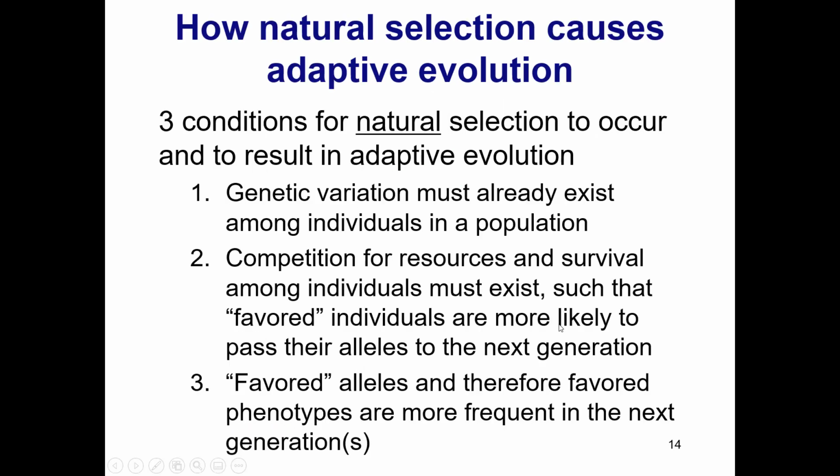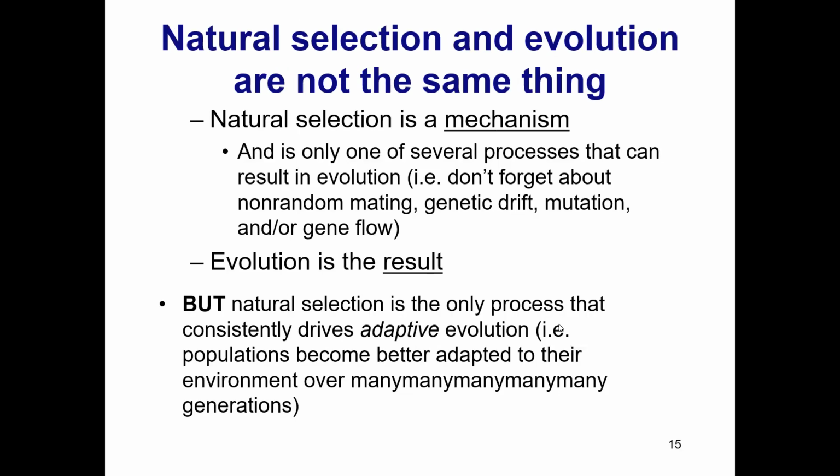Okay, so here are the rules. We looked at these earlier in a different chapter: the three parts of natural selection. There must be genetic variation, and I guess that applies to artificial selection too. There has to be competition for resources, mates, and survival, such that favored individuals are more likely to pass on their alleles. Therefore, when this is allowed to run generation over generation, the favored alleles will be more frequent over time. Now, natural selection and evolution are not the same thing.